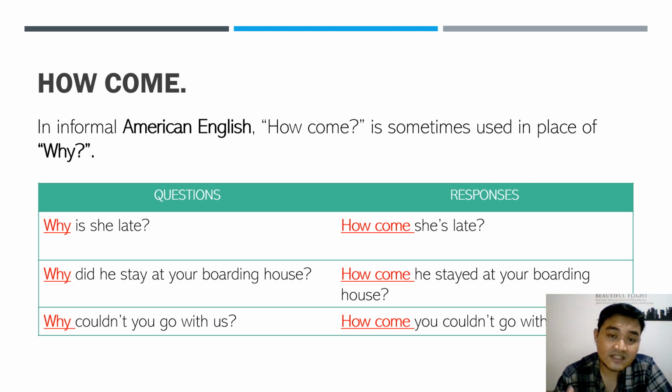Informal American English means that in daily conversation actually, guys. Yeah. It's not common when you use how come in a formal situation. It is just for the informal situation. Yeah. Okay. Just take note of this part.